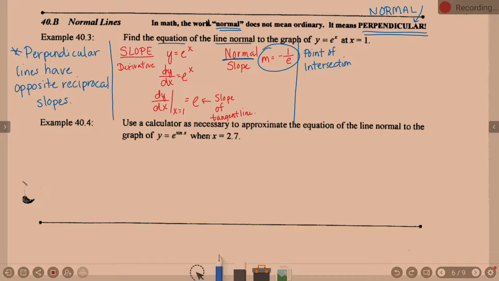We would have x equal 1, right? Right. So we want to know when x equals 1, what does y equal? E to the 1, which is just e. So the ordered pair 1 comma e is my point of intersection.